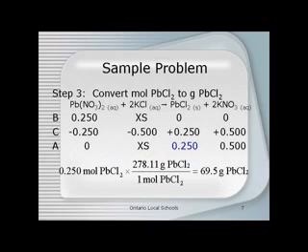Now that we have filled out the BCA table, our last step is to convert the moles of lead-2 chloride, PbCl2, to grams of lead-2 chloride. So we take our 0.250 moles of lead-2 chloride and multiply it by the molar mass of PbCl2, which is 278.11 grams over 1 mole of lead-2 chloride. The moles of PbCl2 cancel, and we're left with grams of lead-2 chloride, which is 69.5 grams of lead-2 chloride.